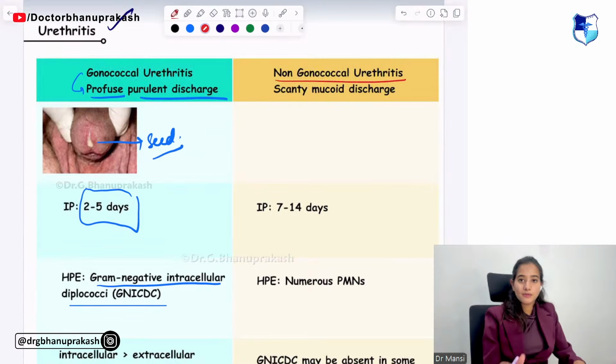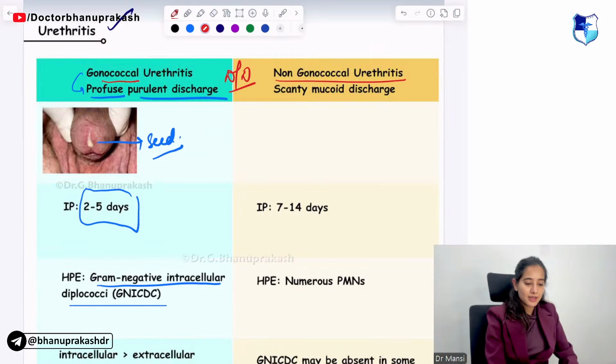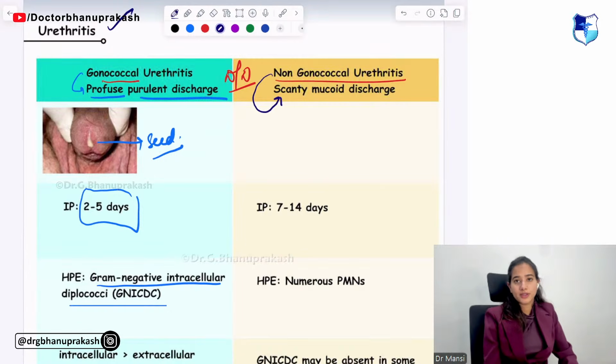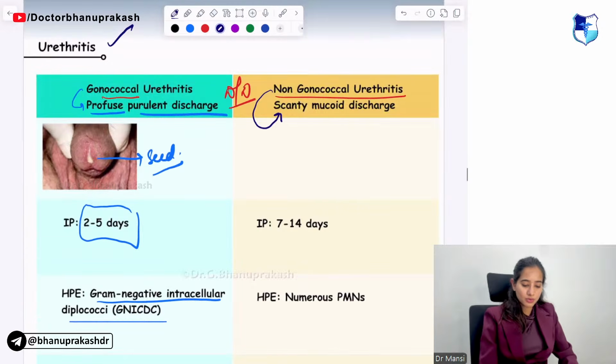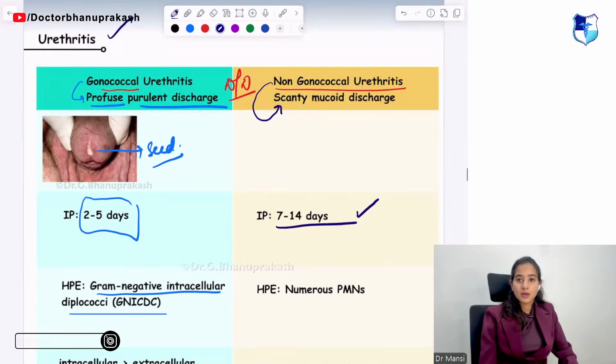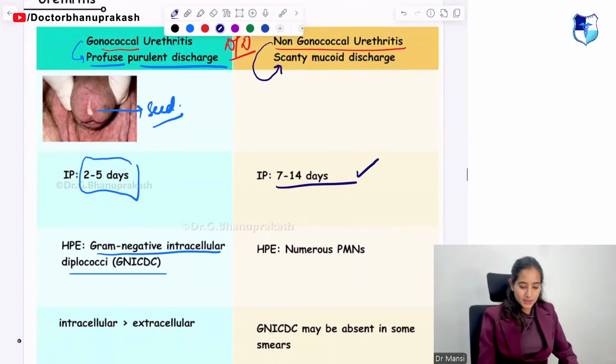Then you have to study it all together, like there should be a differential between the two conditions, gonococcal and non-gonococcal urethritis. In the gonococcal one, you have a profuse and purulent discharge. On the other hand, in non-gonococcal, you have a scanty and mucoid discharge. So that is one thing you have to remember. And in the non-gonococcal one, the incubation period is longer, 7 to 14 days.